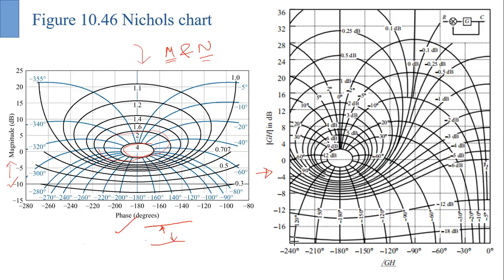This is also based on unity feedback. This is one of the drawbacks: we are always going for unity feedback. The whole diagram is not shown here, but the whole range of phase from 0 to 360 degrees is shown, along with all the corresponding magnitudes. The idea is basically the same. Whatever open loop frequency response you have, you superimpose it on this one, and you find the intersection points, and those will give you the corresponding values of the closed loop frequency response.